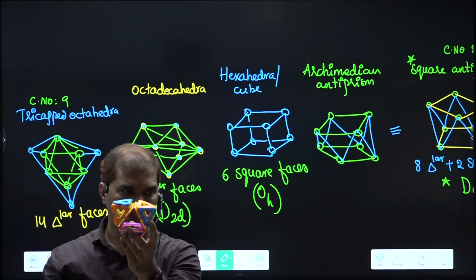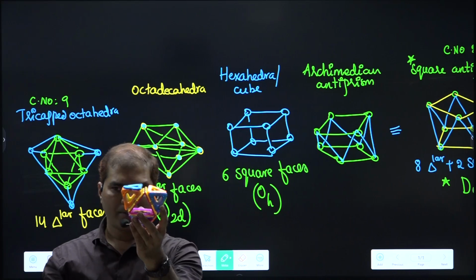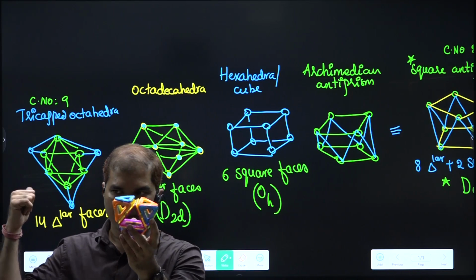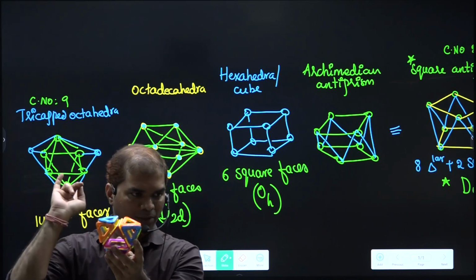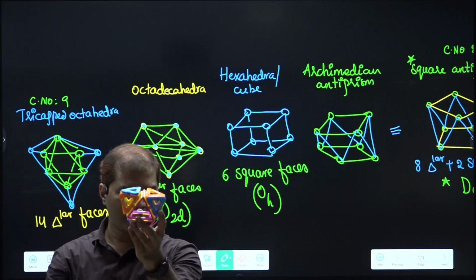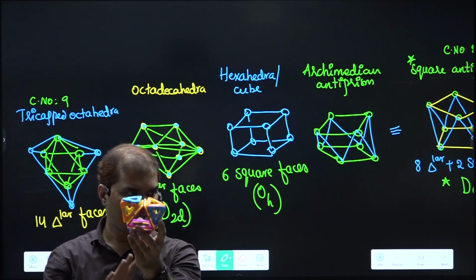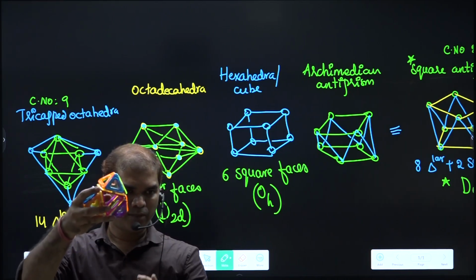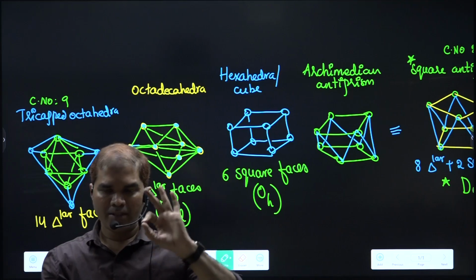So suppose if I am taking a tricapped trigonal prism or I am taking a tricapped octahedra, how many faces are there? 14. And what are they? Triangular. Whether I take this geometry or that geometry, you have 14 triangular faces only. Same thing. Tricapped trigonal prism or tricapped octahedra, same. But one important point that you have to remember is, for octahedra, I said 3 faces.